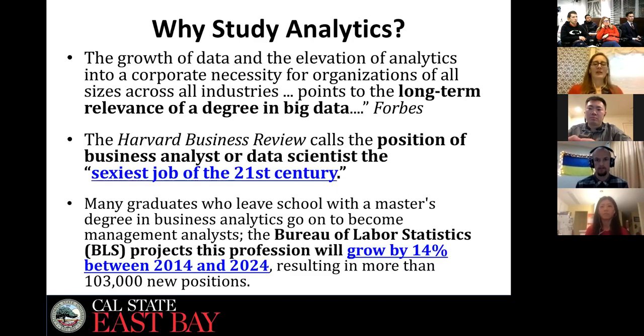Okay, sure. As Dr. Wu was saying, business analytics is a huge developing field. We just pulled out some quotes here showing you the growth of data and the elevation of analytics, how this is a very relevant degree now. It's a very hot field. It's growing in needs. There's a lot of need for analytics expertise that is not met in the current market. So it's a very good investment to get this kind of degree.